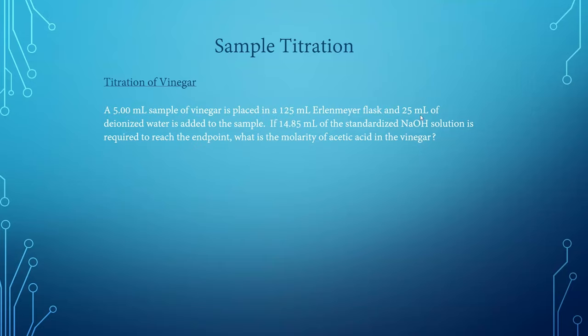We'll add some additional deionized water just so we have a large enough volume that we can see. Adding additional deionized water will not affect our titration because all of the acid is in the vinegar. There are no hydrogen ions, essentially, in deionized water.